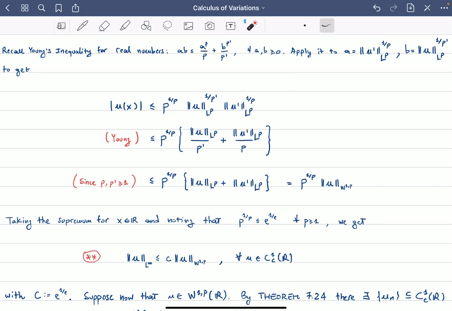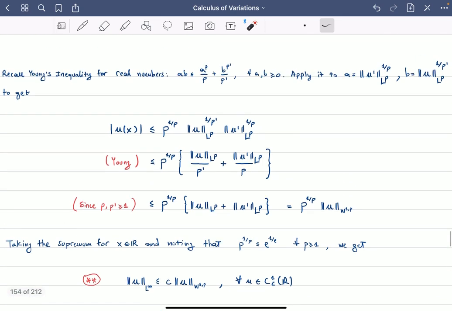And now, since we are assuming that p is larger or equal than 1, then also p prime is larger or equal than 1, and so we can estimate 1 over p and 1 over p prime with 1. So we throw away these two, and we are left with this expression. But this is just the W^{1,p} norm of u.